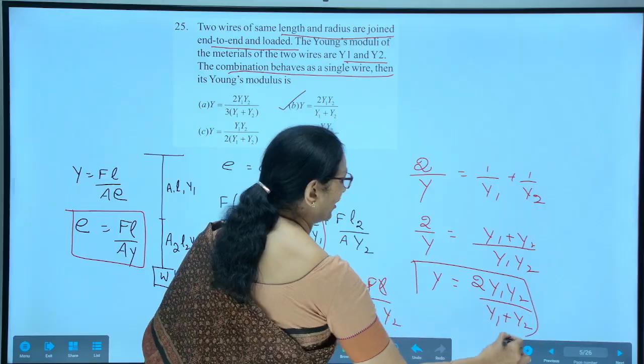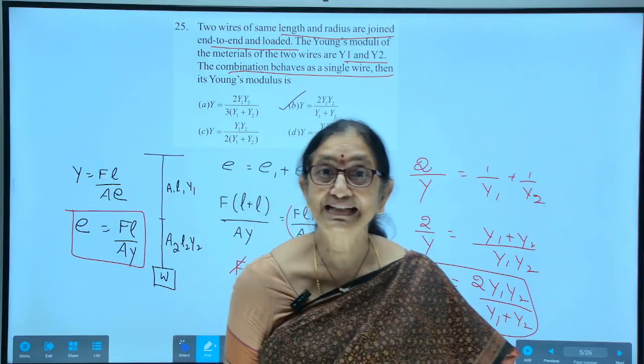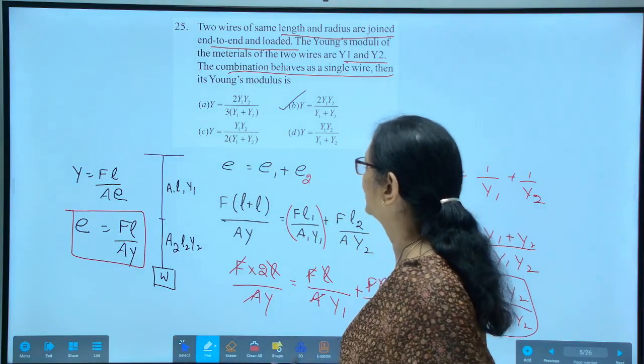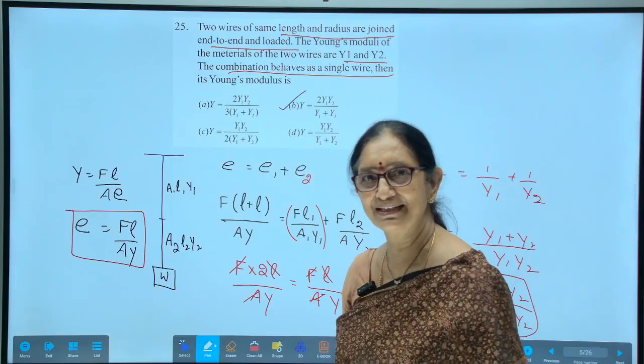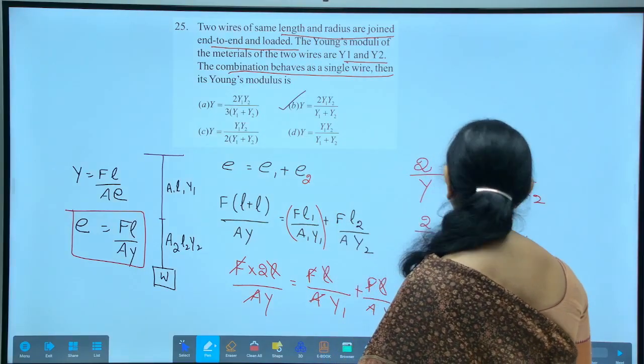That's a very common question, repeated several times in the previous examination. So the correct option is 2Y1 Y2 by Y1 plus Y2. Move on to the next problem.